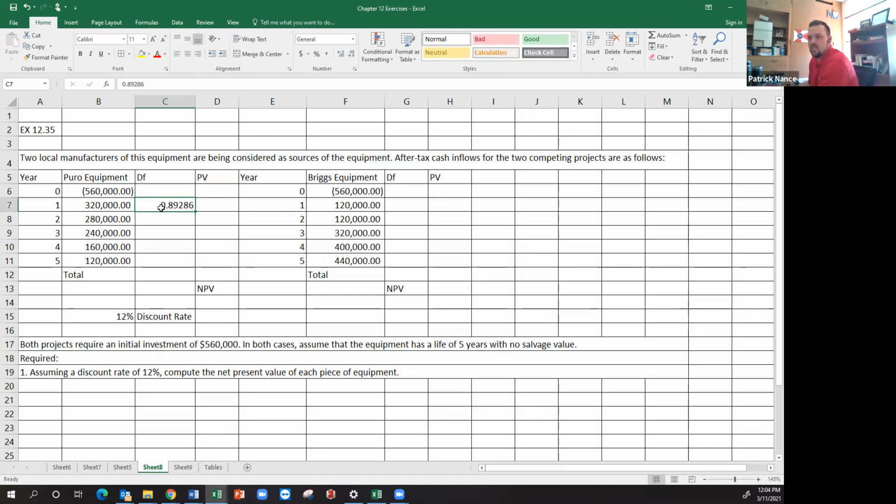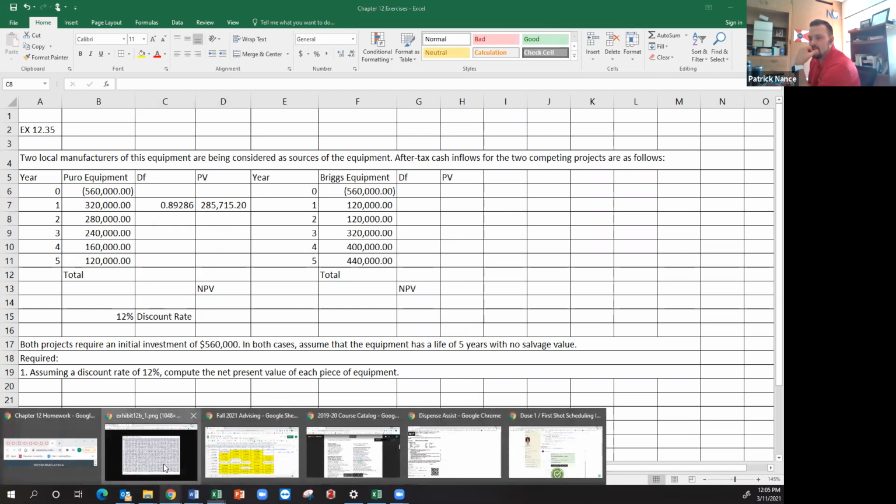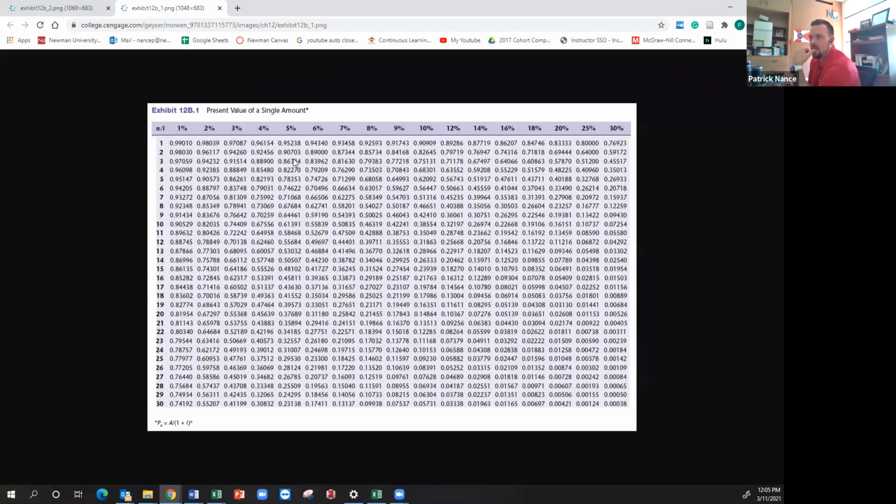That's for year 1. And if I multiply those two, then what I can say here is, if I were to receive $320,000 1 year from now, the present value of that $320,000 discounted at a rate of 12% is $285,715. And I can do that for each and every one. It's tedious, but I need to if I'm going to figure this problem out with the tables.